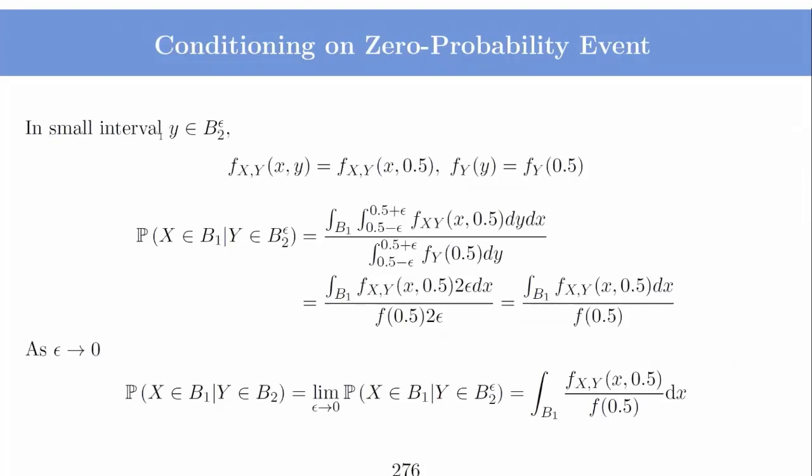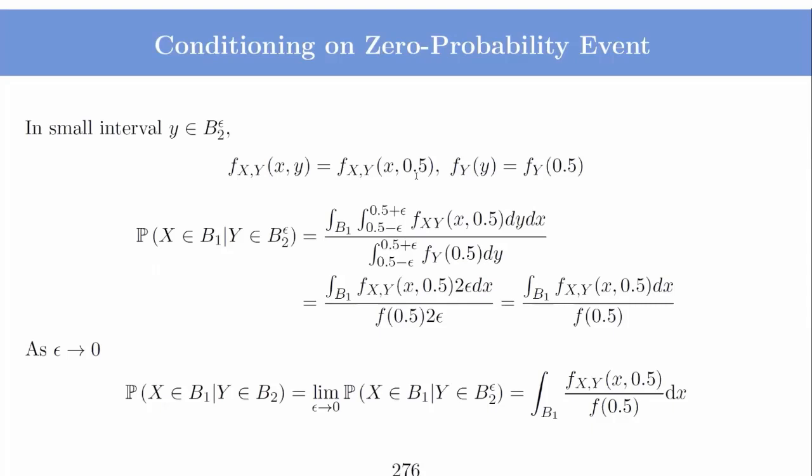Now, in a small interval, I want to compute this. If I take a small interval, epsilon goes to 0. In that case, the joint PDF does not change a lot with respect to Y, since Y is in a very small interval. So the joint PDF takes a value around it. I am assuming that in this interval, f_XY can be represented by the value of the PDF at x and y equal to 0.5.